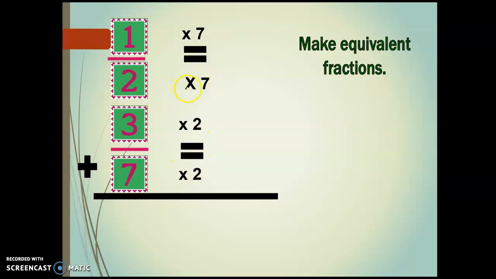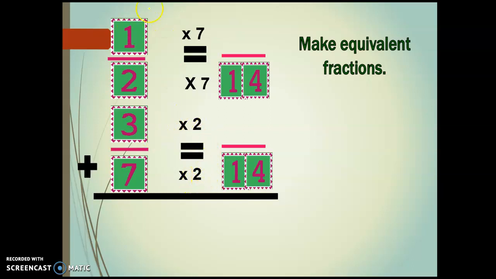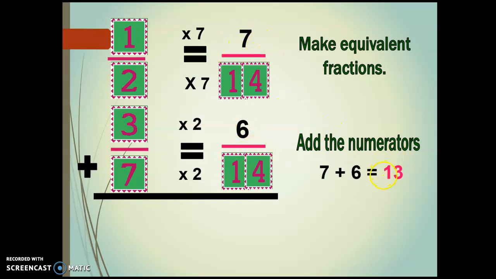And then let's check if you get the same denominator. 2 times 7 is 14. 7 times 2 is 14. Then you multiply the numerators. 1 times 7, you'll get 7. 3 times 2, you'll get 6. After having the same denominator, we add the numerators. 7 plus 6 is 13. We copy the denominator, then we add the numerators, which is 13. Therefore, the sum is 13 over 14.